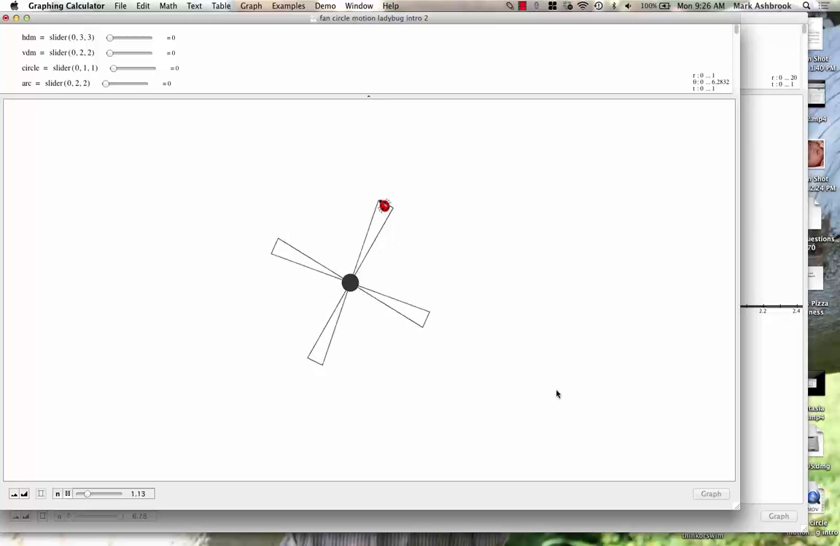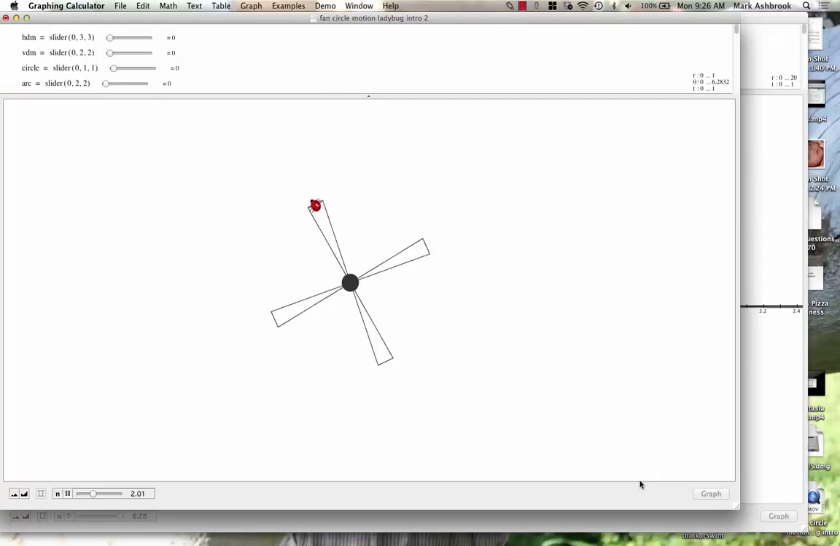Is it talking about a bug on a fan? What page is that? 267. Okay, and what is the first question that asks? All right, so that's the context. We're not going to do those questions though.